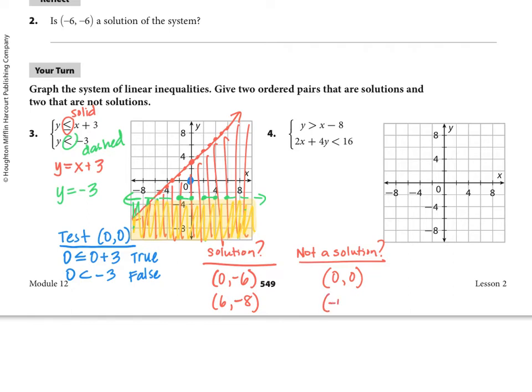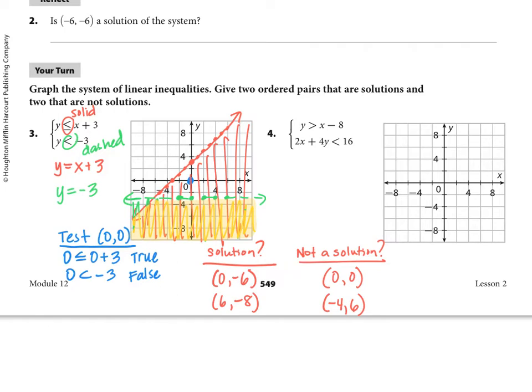And then if I can just go to the area that I didn't shade at all, something like -4, 6, which would be up here. -4, 6 would be up here. That is definitely not a solution. It's not a solution to either one. So therefore, it's not a solution to the system.